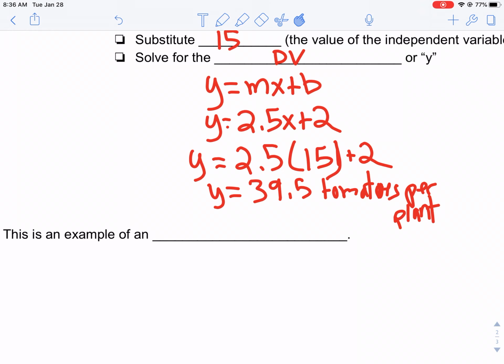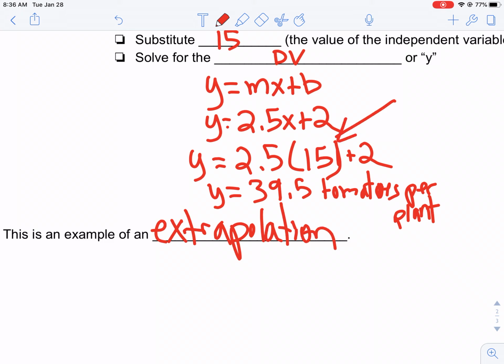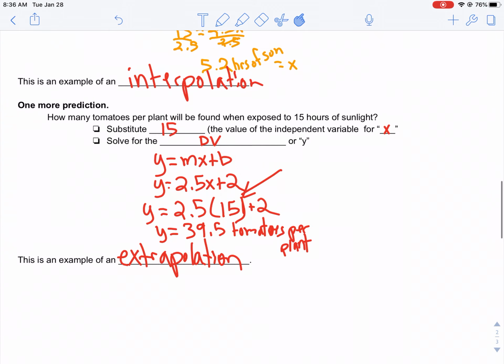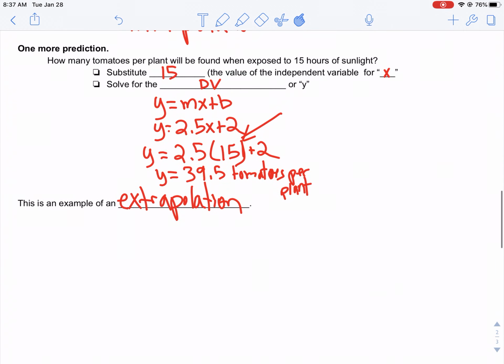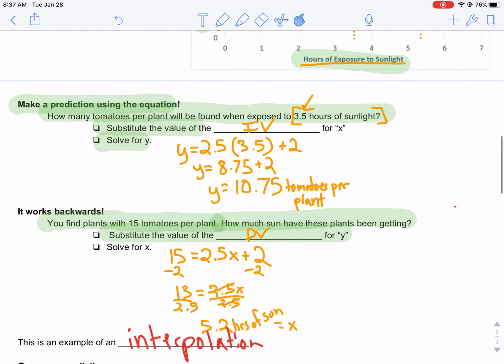Oh my gosh. And this is an example of extrapolation. Why is it extrapolation? We're outside the given data points. We did not measure any 15-hour tomato plants. We just used the math and we made a prediction. So hopefully if you wait long enough, some 15 hours, you'll have around 39.5 tomatoes per plant. That's how you do it.